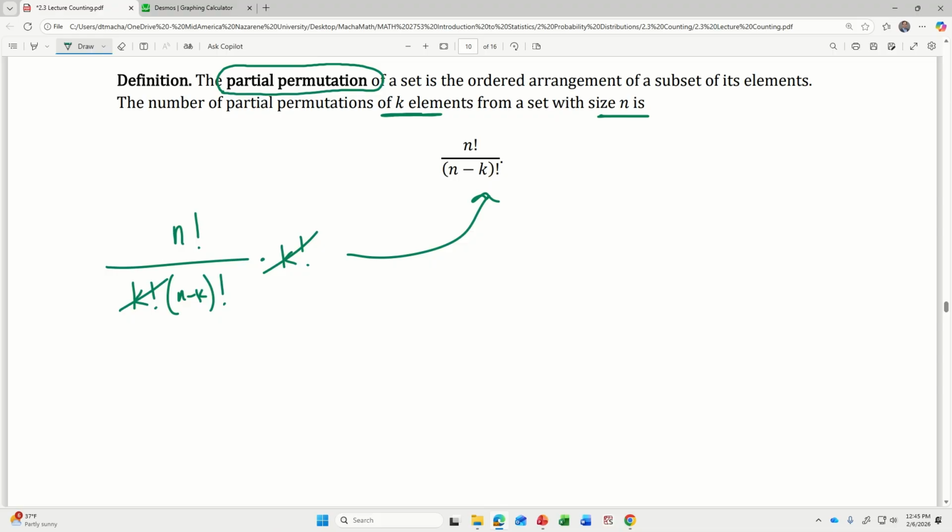What was the other permutation called? Just a permutation. If you're permuting the entire set, it's a permutation. If you permute a subset, it's a partial permutation. So you only use the partial permutation when the order of the things matters. If the order doesn't matter, it's just called a combination.